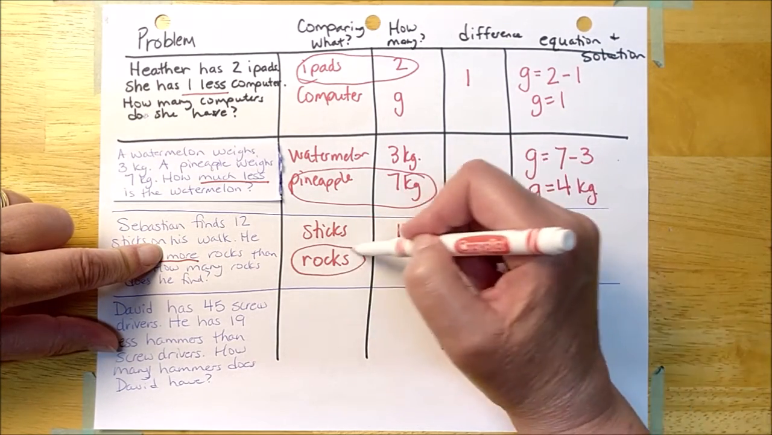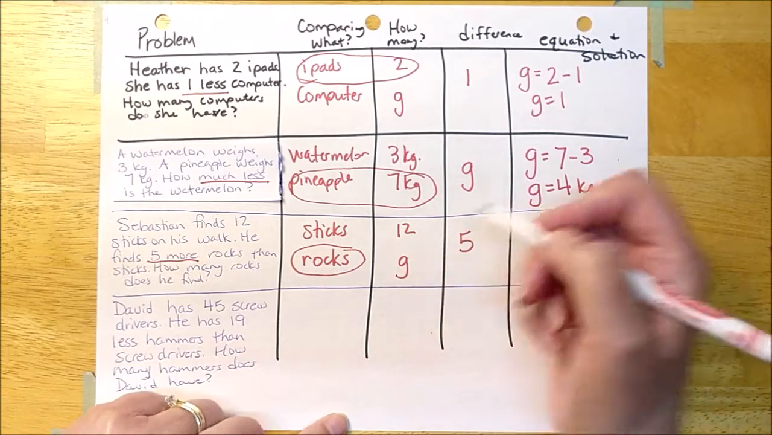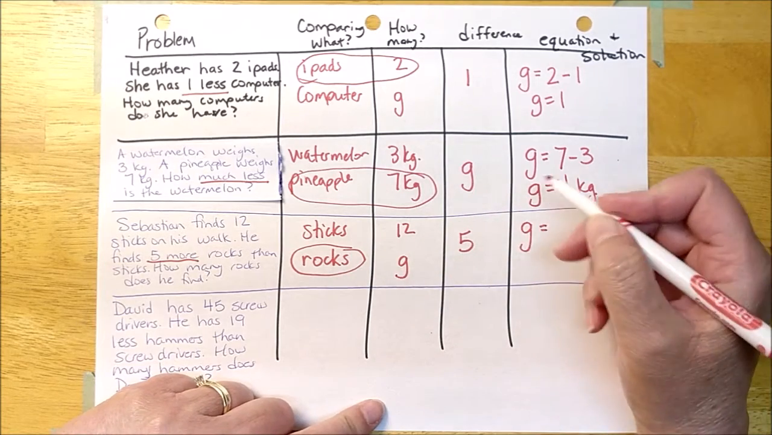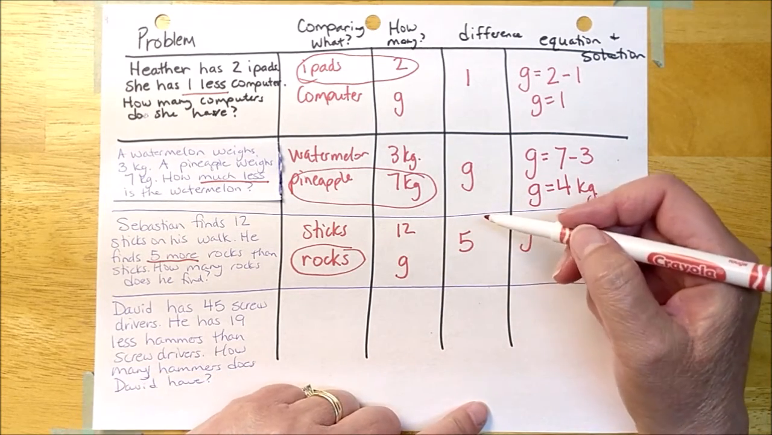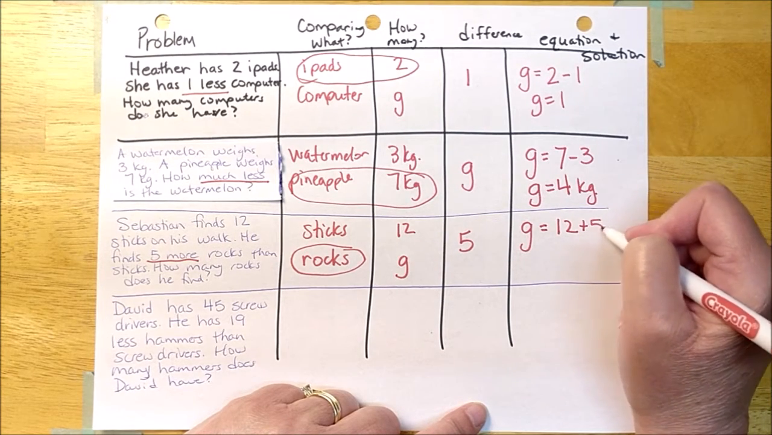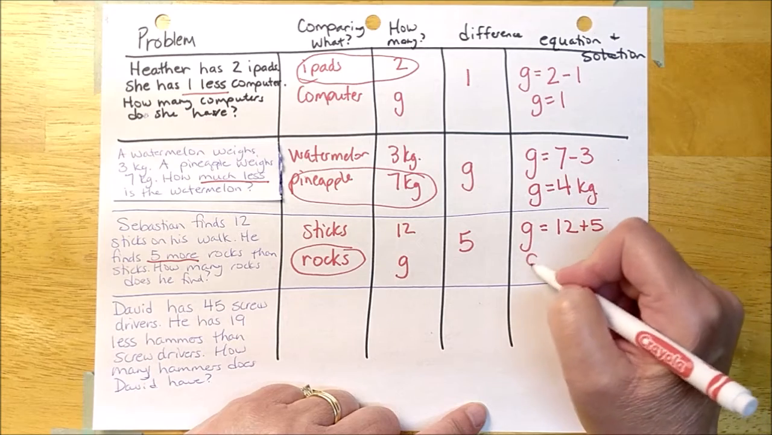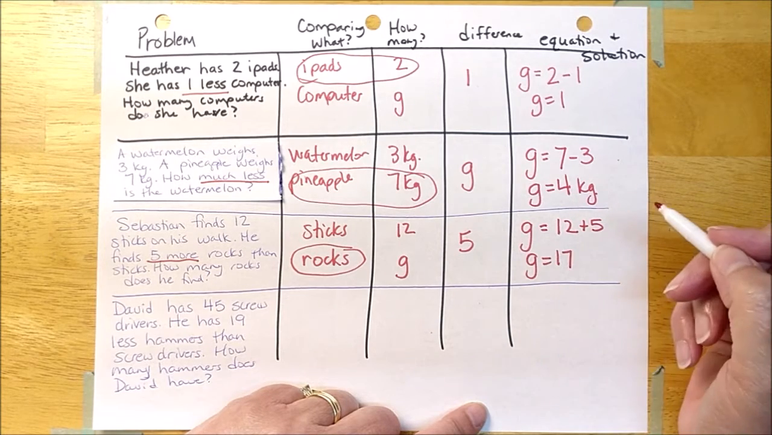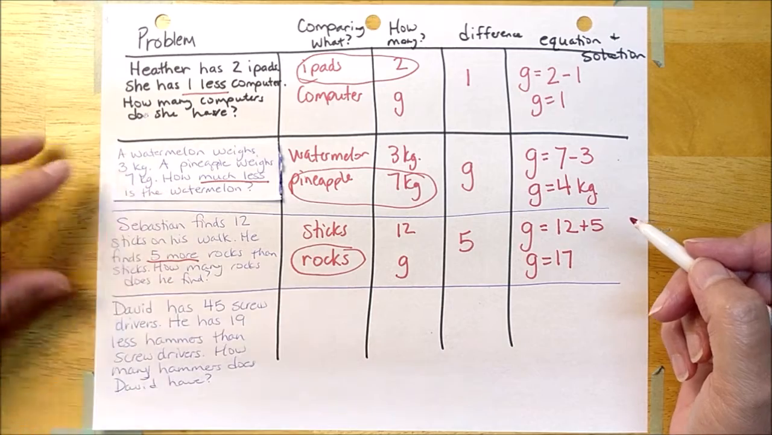He finds more rocks than sticks. That means his rocks is the large number. So my large number, I don't know my large number, so I'm going to add those 2 together, and they will tell me my large number. And he found 17 rocks on his walk.